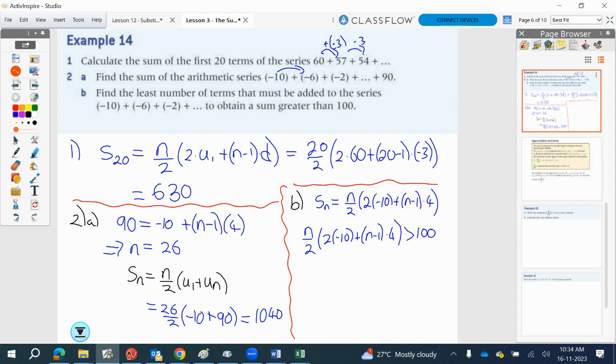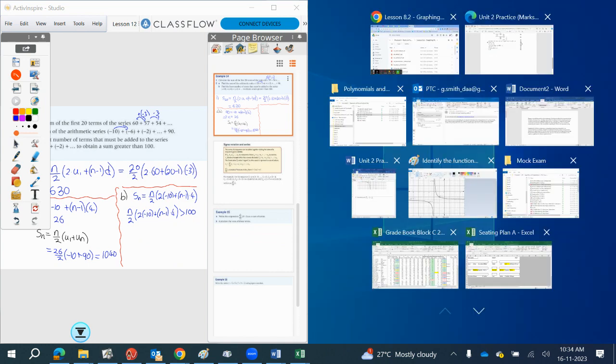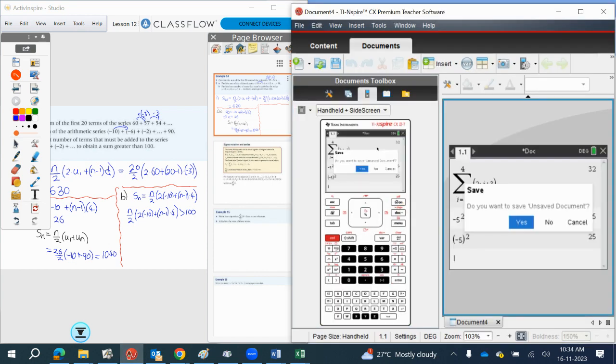Yeah. We put that in. You put n over 2 outside the bracket. No, inside it. We put that in. No, equals. And then you go to the next one to subtract it out. It has to be greater than. Let me do this one on the calculator for you.